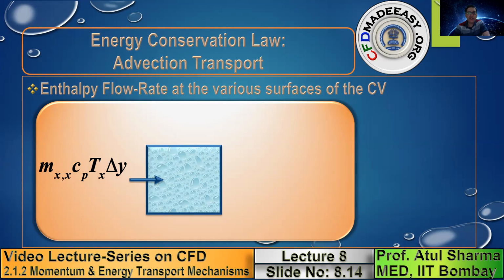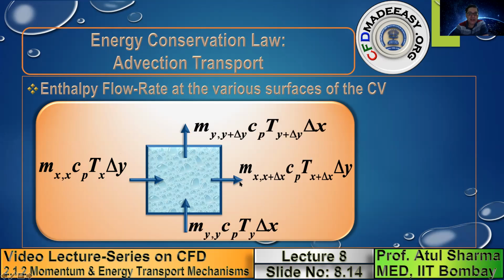This is the rate at which enthalpy is entering. So let me show you. This is the mass flux. When you multiply by the surface area, it becomes mass flow rate. Mass flow rate multiplied by specific heat multiplied by temperature gives you the enthalpy flow rate. So this is the rate at which enthalpy is entering from the left surface, and this is the rate at which enthalpy is leaving from the right surface. Similarly, for the bottom surface and the top surface. So this represents the enthalpy flow rate at the various surfaces of the control volume, which corresponds to the advection transport, where the driver is the mass flow rate and the passenger is u velocity for x momentum, v velocity for y momentum, and temperature for energy conservation as shown here.